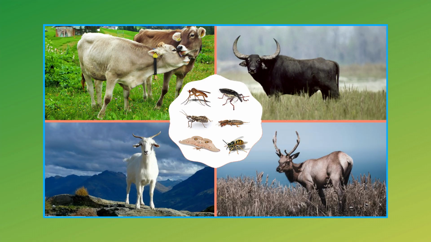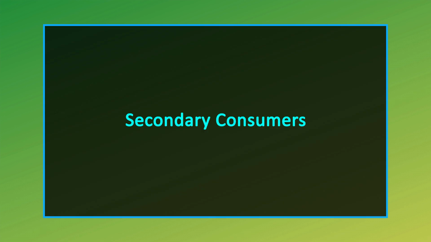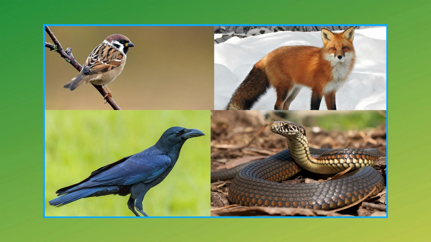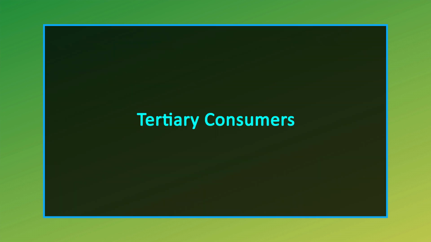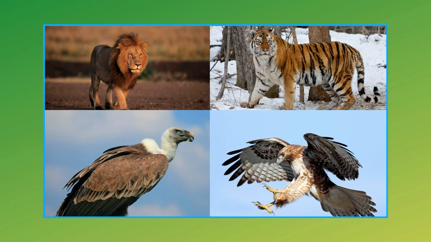The different classes of consumers include primary consumers. These are herbivorous animals that are dependent on the green plants for their direct food. For example, insects, cow, deer, buffalo, goat, etc. Secondary consumers are carnivores and omnivores which feed on primary consumers and producers or both. For example, sparrows, fox, crow, snake, etc. Then tertiary consumers. These are the top carnivore animals that feed on other carnivores, herbivores and carnivorous animals. For example, lion, tiger, vulture, hawks, etc.